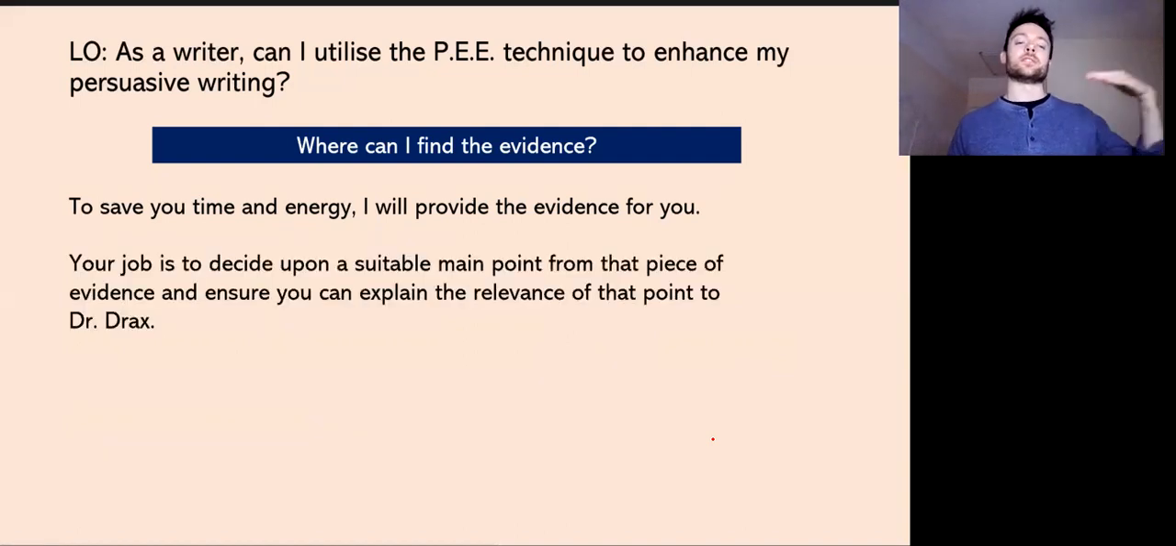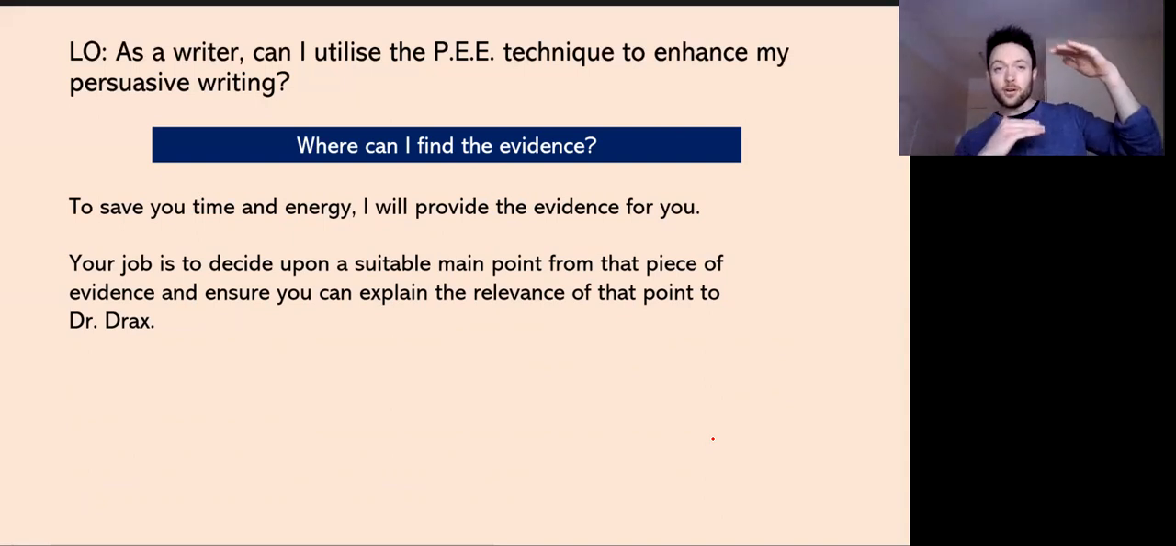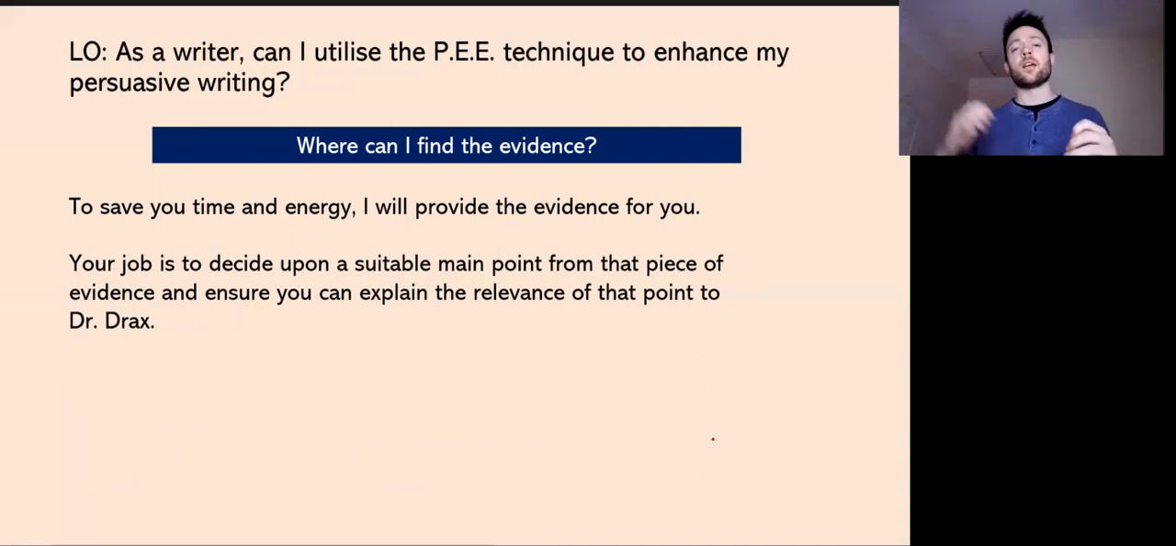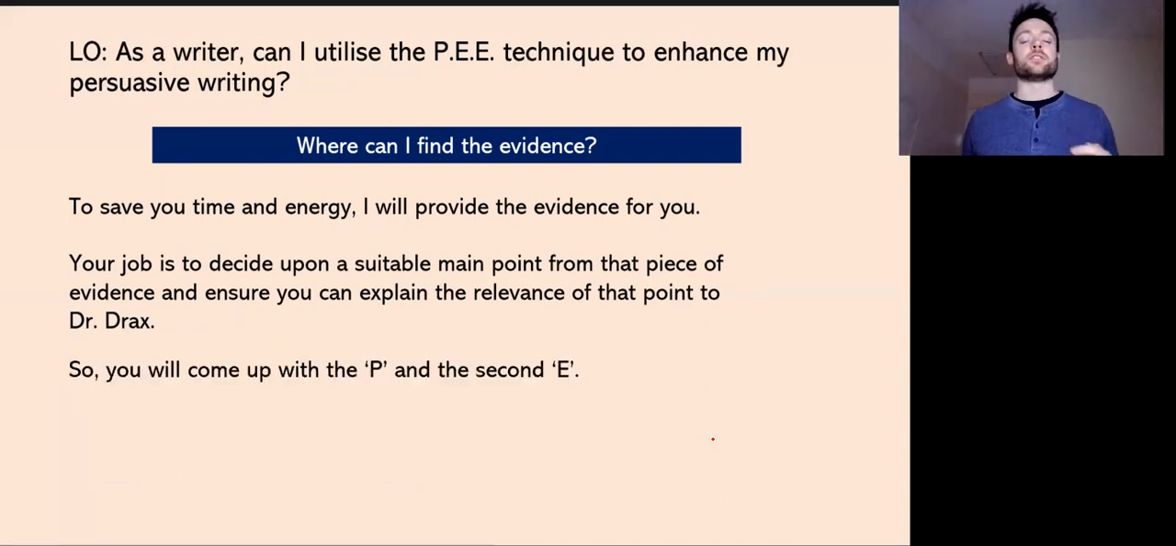And your job is to decide upon a suitable main point from that piece of evidence and ensure that you can explain the relevance of that point to Dr. Drax, okay? So I'm going to give you a large bit of evidence. You need to have a look, find what point you want to highlight, and then you're going to explain the relevance of that, okay? So you're going to come up with the P and the second E. And you'll also need to decide on the evidence too, because you can't just copy and paste my evidence. You're going to have to summarize it, but I'll explain that in a second, don't worry.